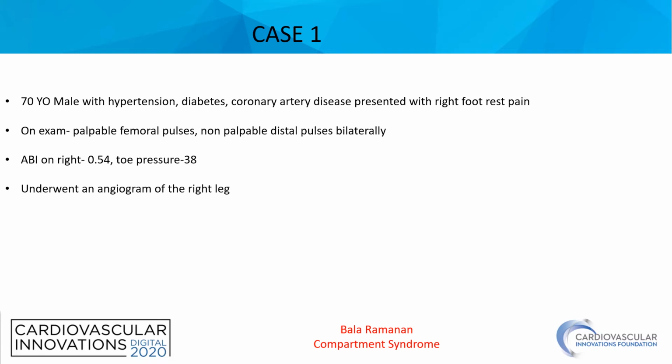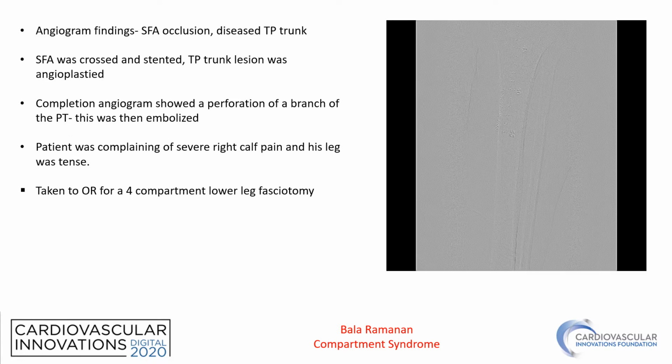He underwent an angiogram of the right leg. This showed an occluded right SFA and a diseased tibioperoneal trunk. The SFA was crossed and stented, and the TP trunk lesion was treated with angioplasty. Completion angiogram, however, showed perforation of a branch of the PT.